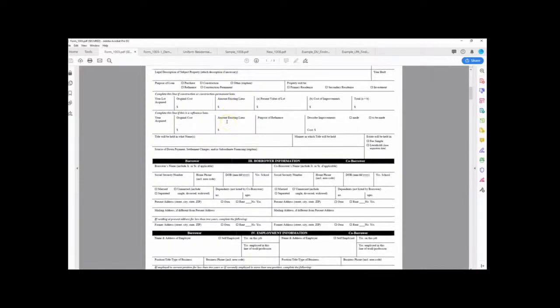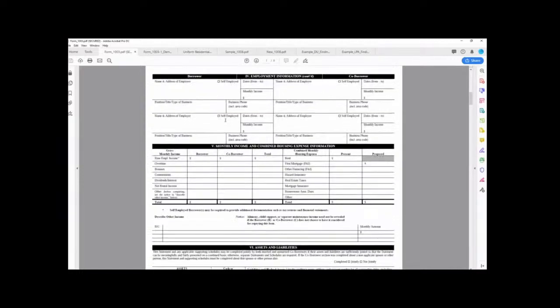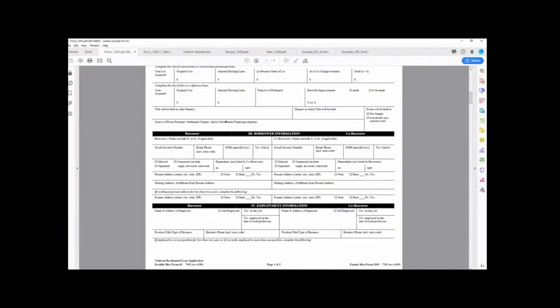Then you have section 4, employment information. You do have to put 2-year employment information for the borrowers. If they don't have it, then you have to get explanations on why they don't have a 2-year history and see if it qualifies under the guidelines that you're working on.